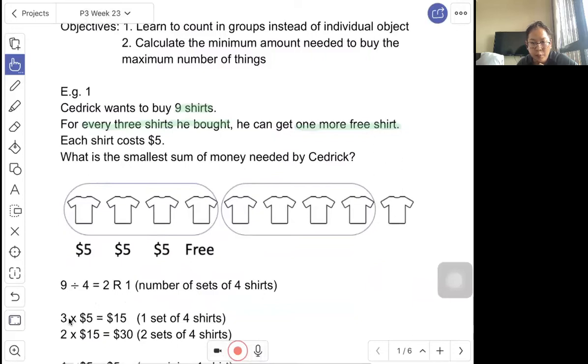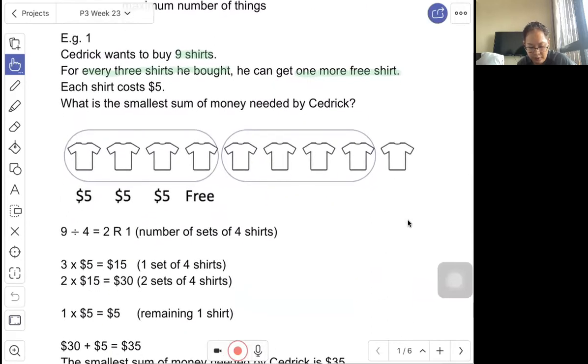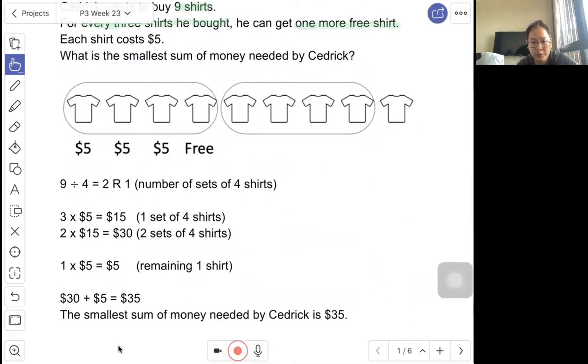Here, you find out that 1 set of 4 shirts is actually 3 times $5, which is $15. So in total, there are two sets, so 2 times $15 is $30. And for the remaining 1 shirt, you just need to add $5. So the smallest sum of money needed by Cedric is $35.